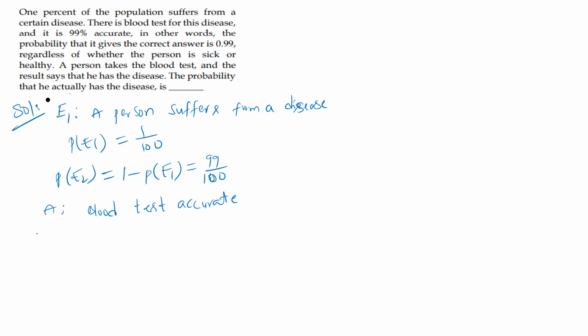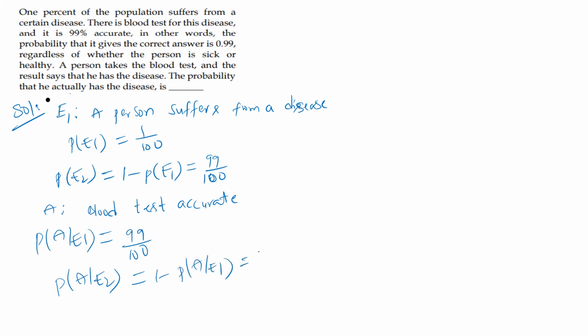Now I'll find out the conditional probability, that is P of A given E1. P of A given E1 is what? The blood test is accurate when the person suffers from a disease. What percent is given? 99%, that is 99 by 100. Next one, what? P of A given E2, the person is not actually having the disease, but the test flags him. That's why it's 1 minus P of A given E1. So 1 minus 99 by 100 means what do we get? 1 by 100. But actually what do we need to find out? A person takes the blood test and the result says that he has the disease.